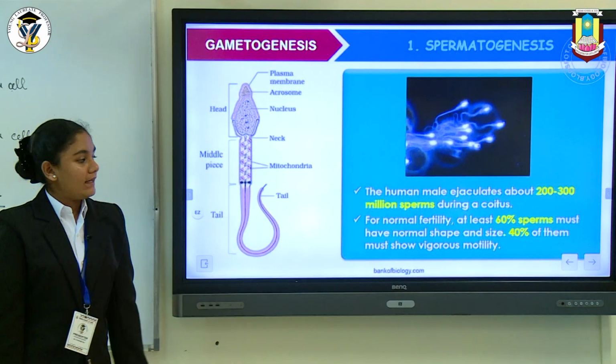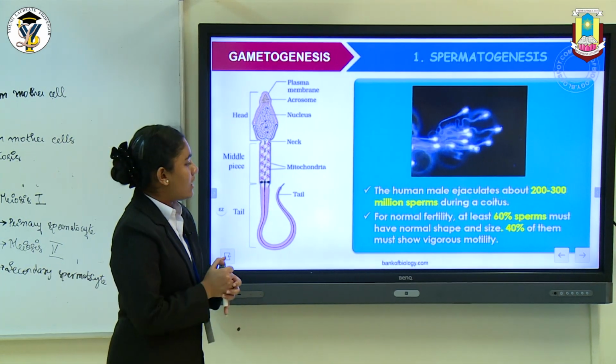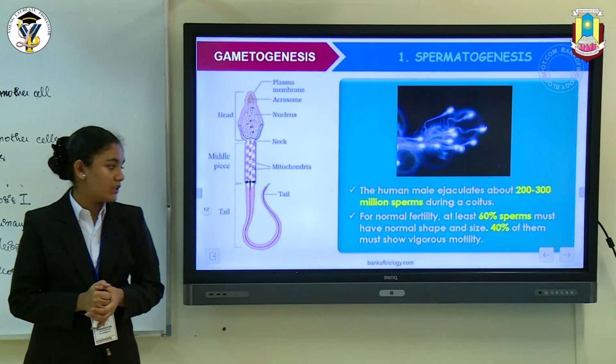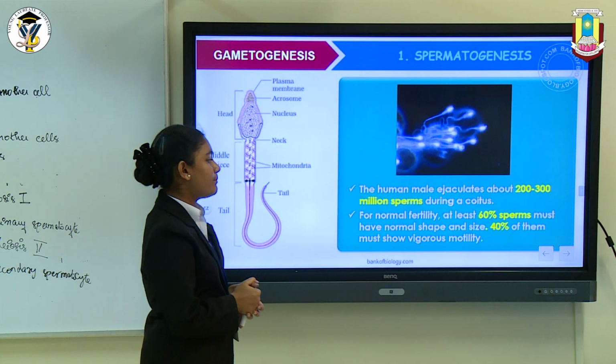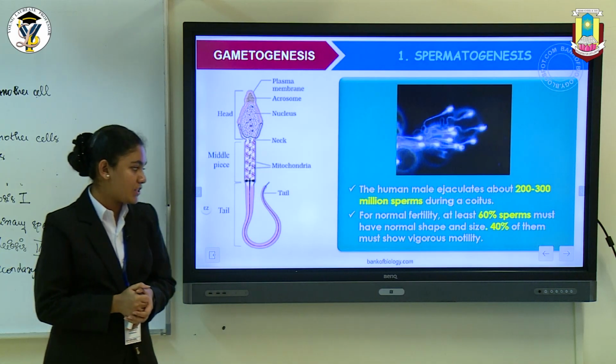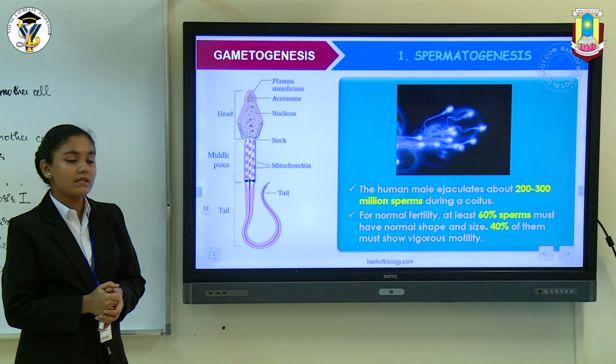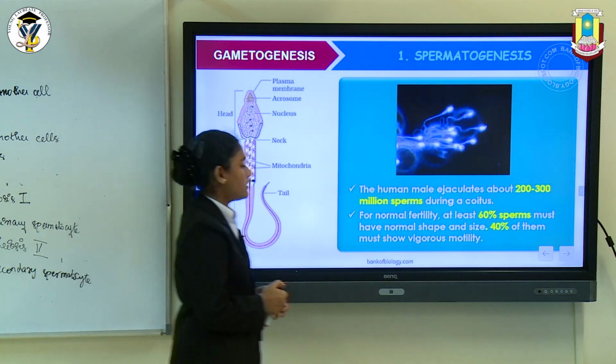The human male ejaculates about 200 to 300 million sperms during a coitus, and for normal fertility, at least 60% of the sperms must have normal shape and size, and 40% of them must show vigorous motility.